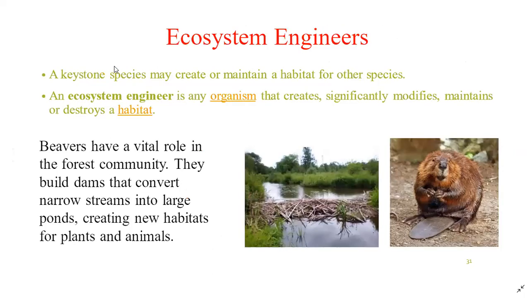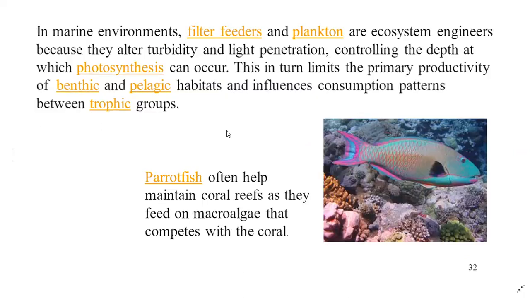As I had explained before, engineers can modify, maintain or destroy a habitat, right? In this case, they are modifying the environment, modifying the process of photosynthesis, which is a limiting factor there. This in turn limits the primary productivity of benthic and pelagic habitats. Benthic is bottom dwelling and pelagic is on the surface, and it influences the consumption pattern between the trophic groups. So planktons and filter feeders, remember them as an example. It is important in marine environments.